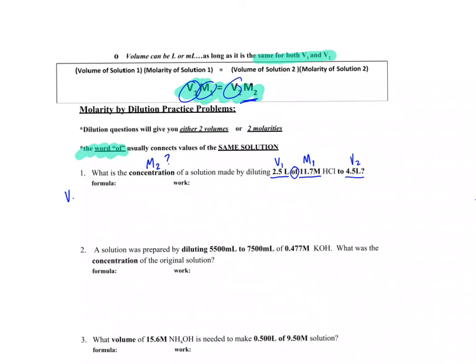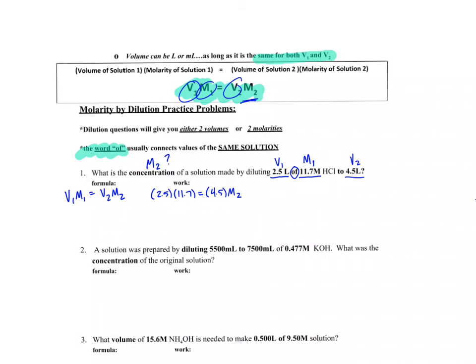So my equation is V1 times M1, the volume and molarity of the original solution, equals V2 times M2, which is the volume and molarity of the new solution. So we're going to start by plugging in all the values that we know. For V1, I know I have 2.5 liters. The molarity of the first solution is 11.7, equals the new volume, 4.5 liters, and the new concentration of that solution is unknown.